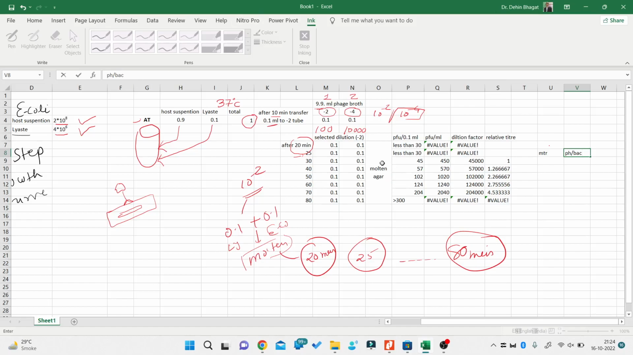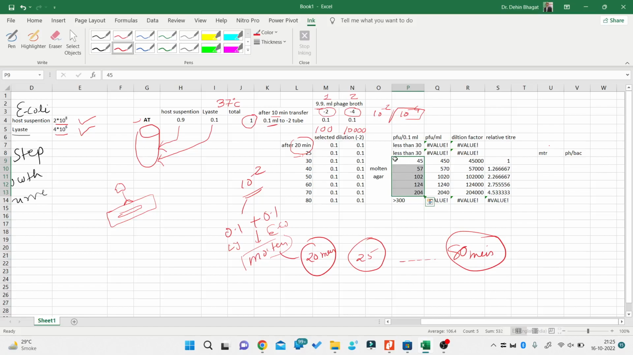Then you have to count the number of plaques on your plate. In the 20-minute plate, you have to find the number of plaques. Suppose there are fewer than 30, you cannot consider that plate. Or if it is greater than 300, you cannot calculate it, right? So here, in the beginning, the plates have fewer than 30, and at 25 minutes it is also less than 30. But at 30 minutes you got 45, later 57, then 102, 124 and 204, and at 80 minutes it is greater than 300. So we will consider these four selected plates, right?